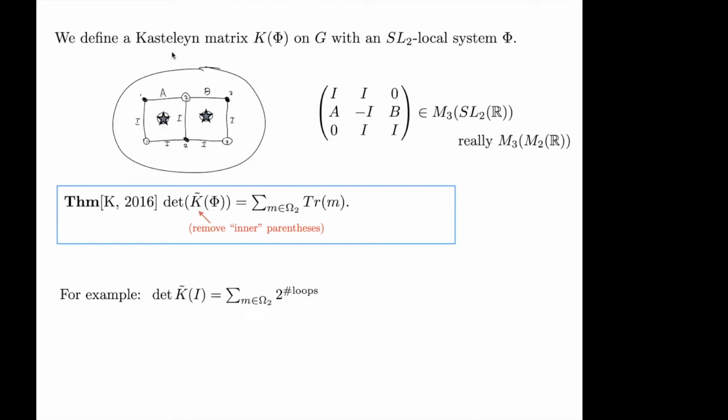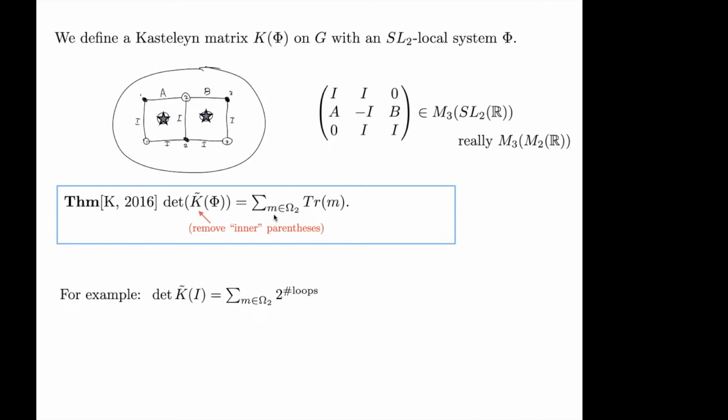Given a planar bipartite graph with an SL2 local system on it, we construct this Kasteleyn matrix of matrices. Now that was called K of phi. Now we can make a larger matrix by just removing all the inner parentheses. Instead of having a 3x3 matrix of 2x2 matrices, I can just think of this as a 6x6 matrix of real numbers. That's called K tilde, where I just remove the inner parentheses.